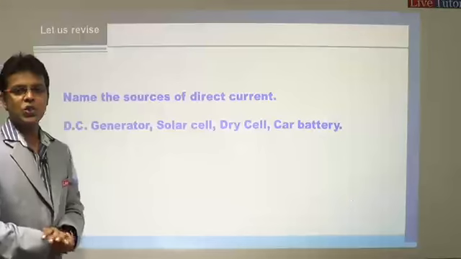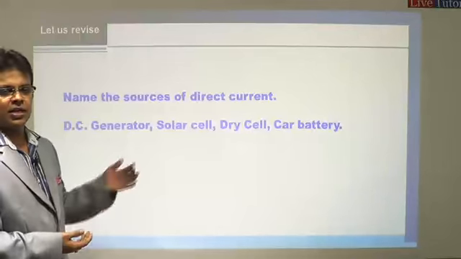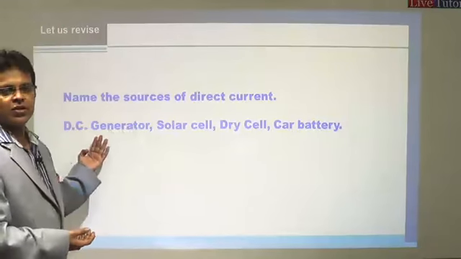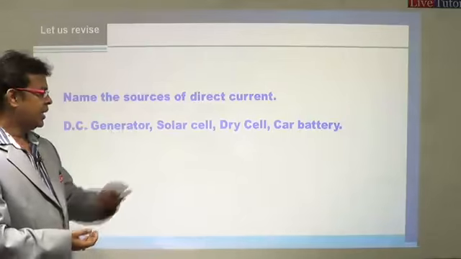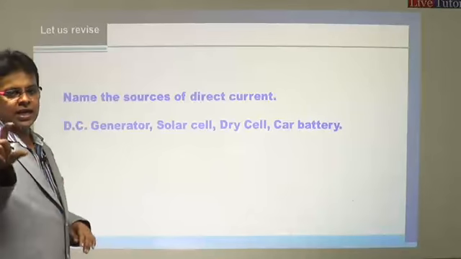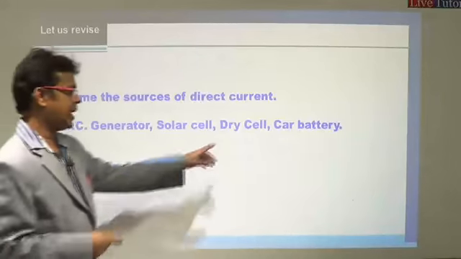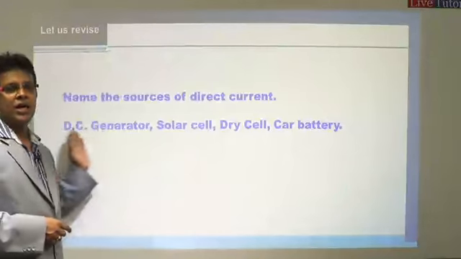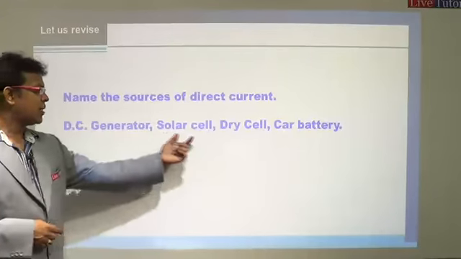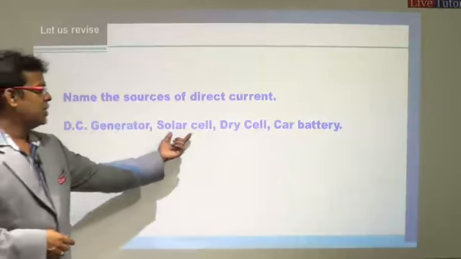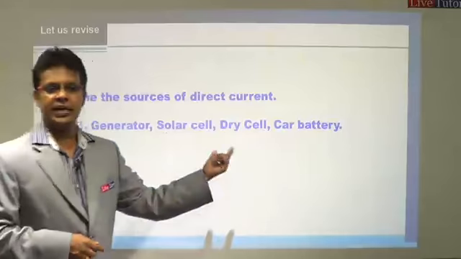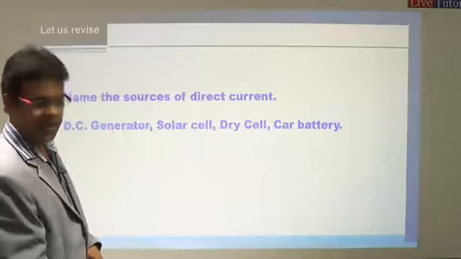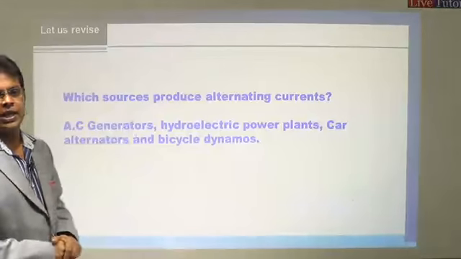And what are the different sources of direct current? This is another question. When you are talking about direct current, first of all you should remember the DC generator, and then the solar cell, and the dry cell which we are using for torchlight, and the car battery. They are all producing direct current. At least 3 points you have to remember: DC generator, solar cell, and the dry cell. Dry cell, solar cell, and DC generator are the sources of direct current.